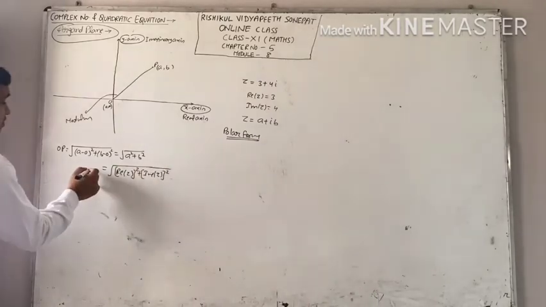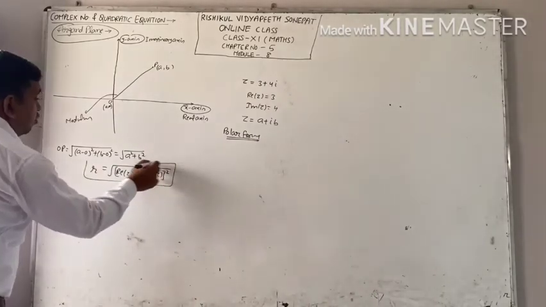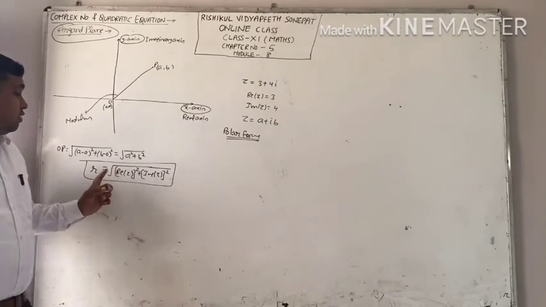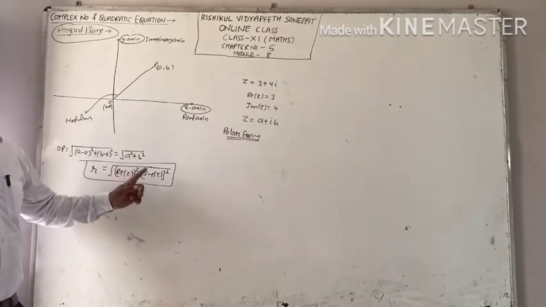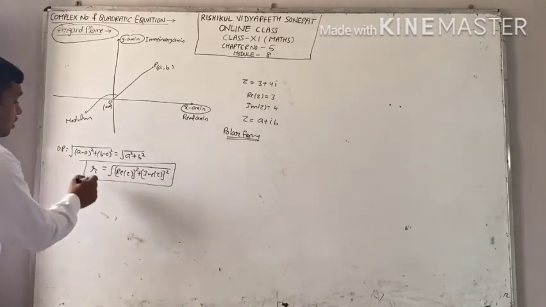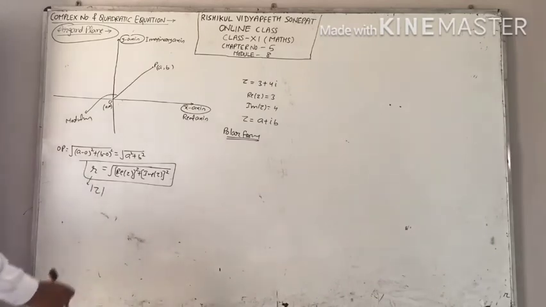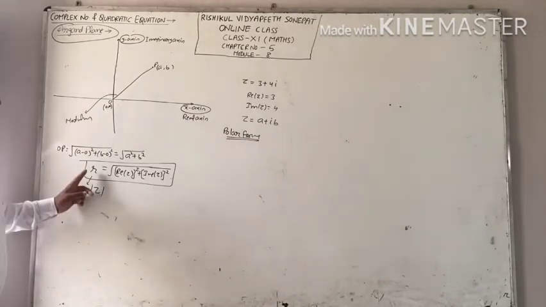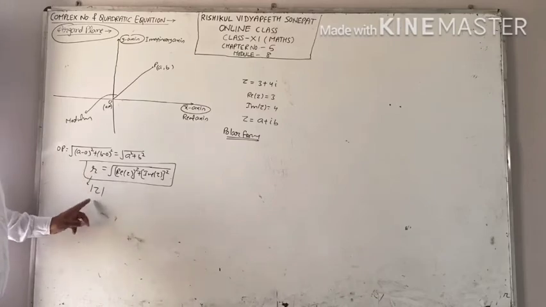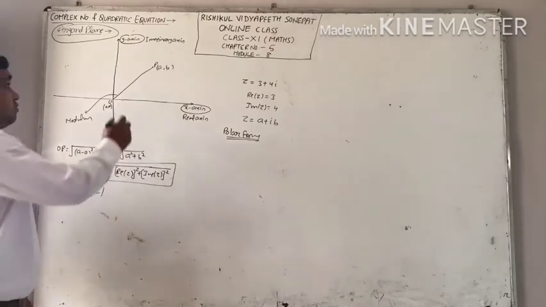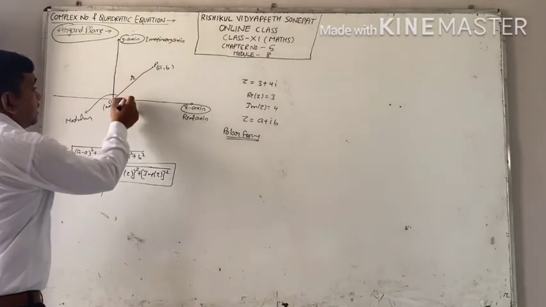This is the formula which I told you before. Modulus of a complex number is equal to under the root real part whole square plus imaginary part whole square. You can write it like this also, mod z. r is also the symbol of modulus of a complex number. This is your r. Now let this angle be theta.